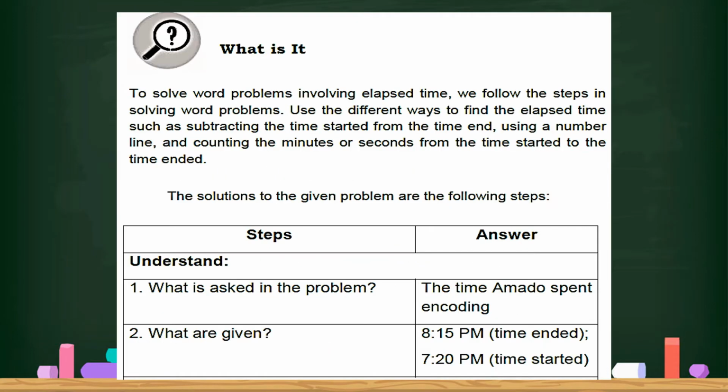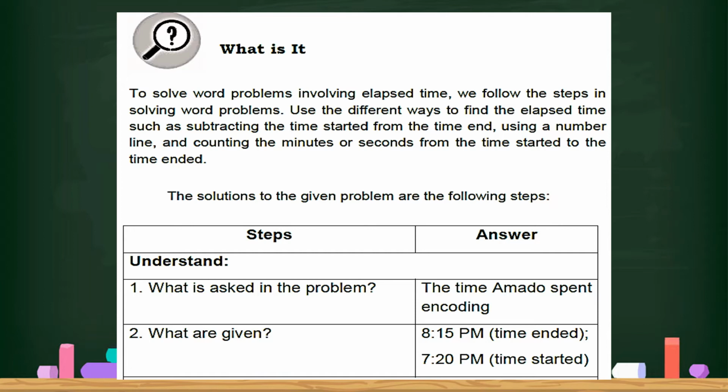To solve word problems involving elapsed time, we follow the steps in solving word problems. Use the different ways to find the elapsed time, such as subtracting the time started from the time ended, using a number line, and counting the minutes or seconds from the time started to the time ended. The solutions to the given problem are the following steps. First step is understand.